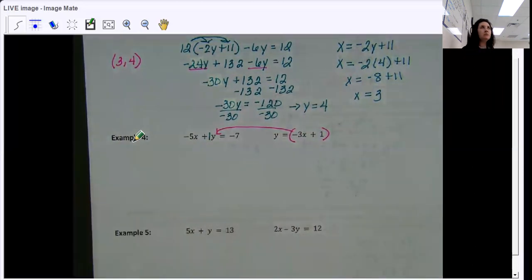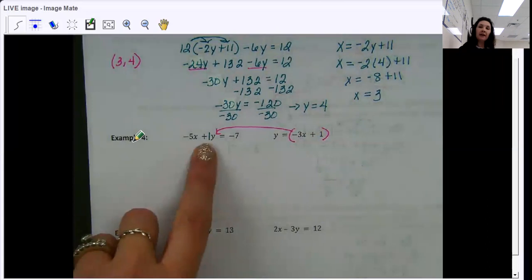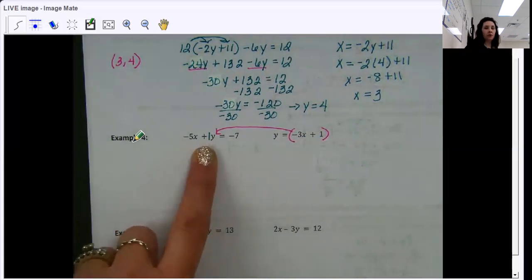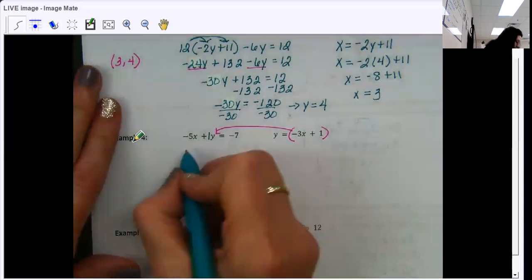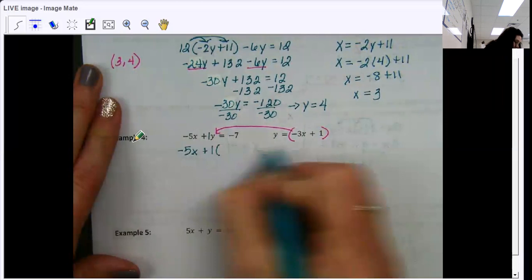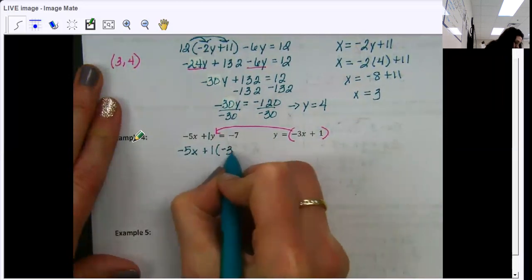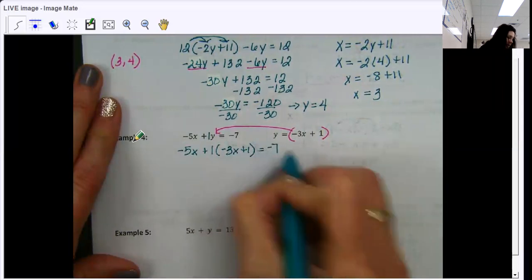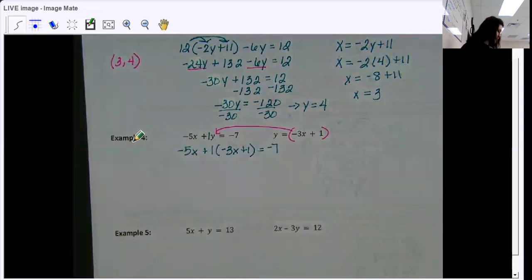And that might seem like you really don't need to do that. But I want you to get in the habit of doing that, because if this were a negative Y, you'd have to multiply everything by negative 1, and that changes up your equation. So we have negative 5x plus 1 times negative 3x plus 1 equals negative 7. And now I'm going to solve this for x.